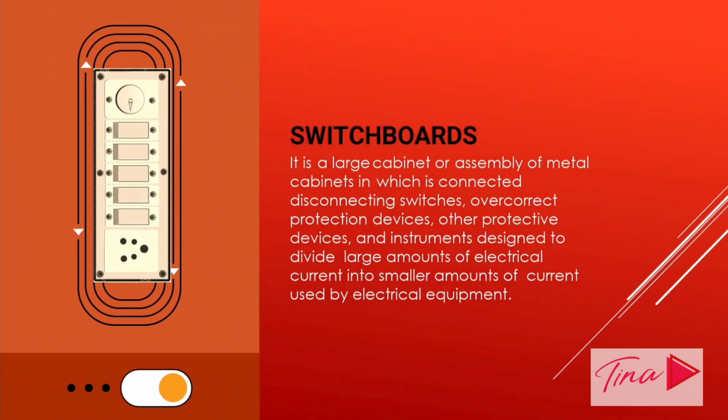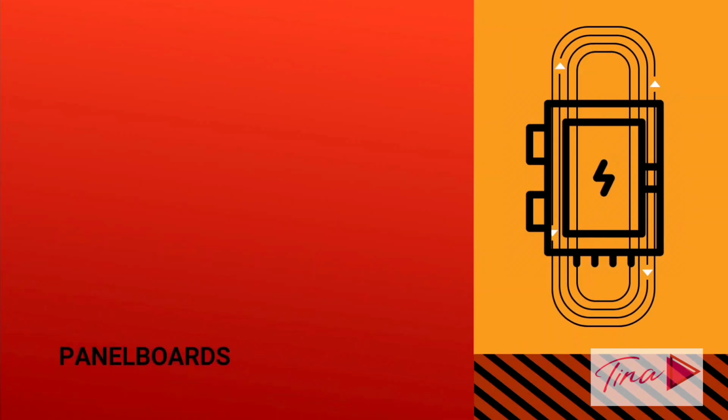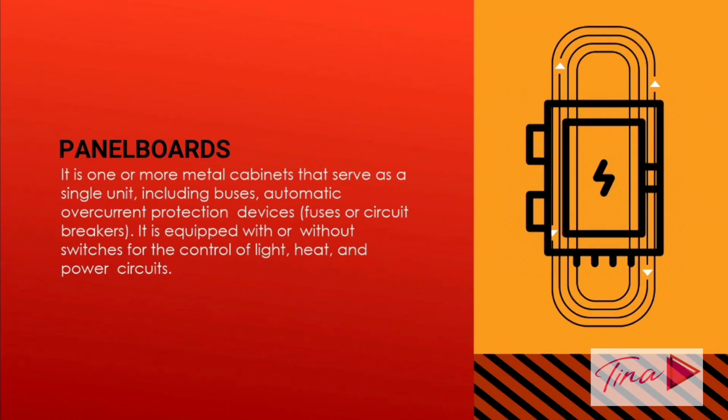It is a large cabinet or assembly of metal cabinets in which are connected disconnecting switches, overcurrent protection devices such as fuses or circuit breakers, other protective devices, and instruments designed to divide large amounts of electrical current into smaller amounts of current used by electrical equipment. Next is the panel board. It is one or more metal cabinets that serve as a single unit, including buses, automatic overcurrent protection devices such as fuses or circuit breakers. It is equipped with or without switches for the control of light, heat, and power circuits.